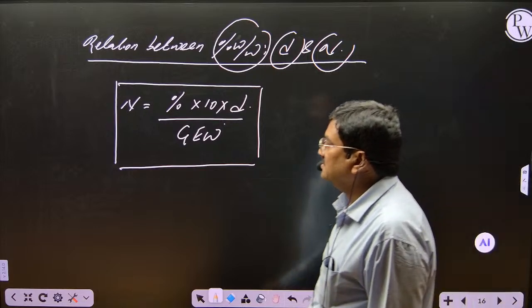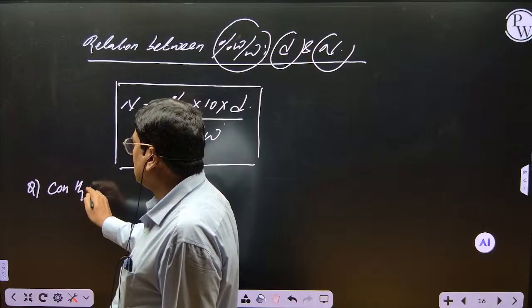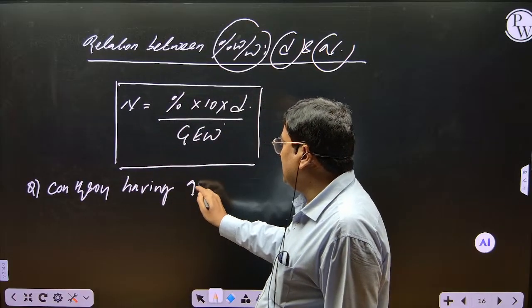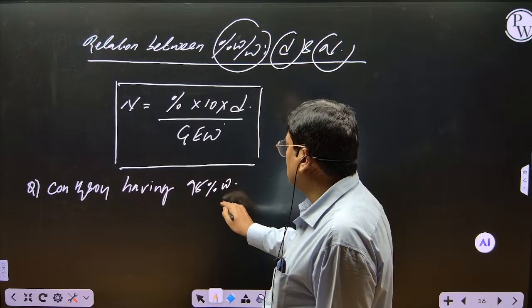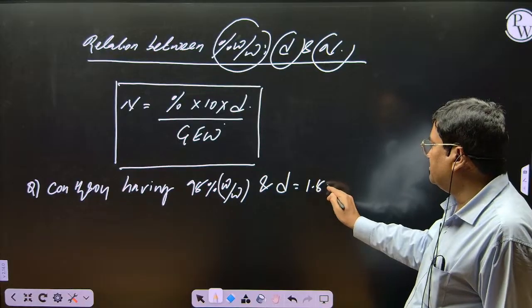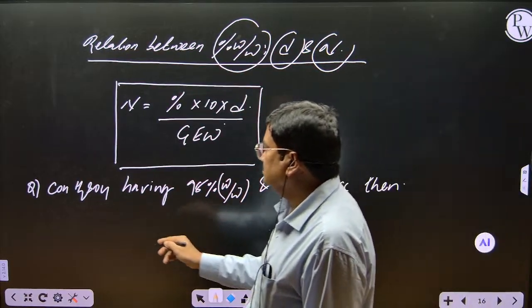Write one question. Concentrated sulfuric acid having mass percentage 98% W by W and its density is 1.8 gram per cc. Then find its normality.